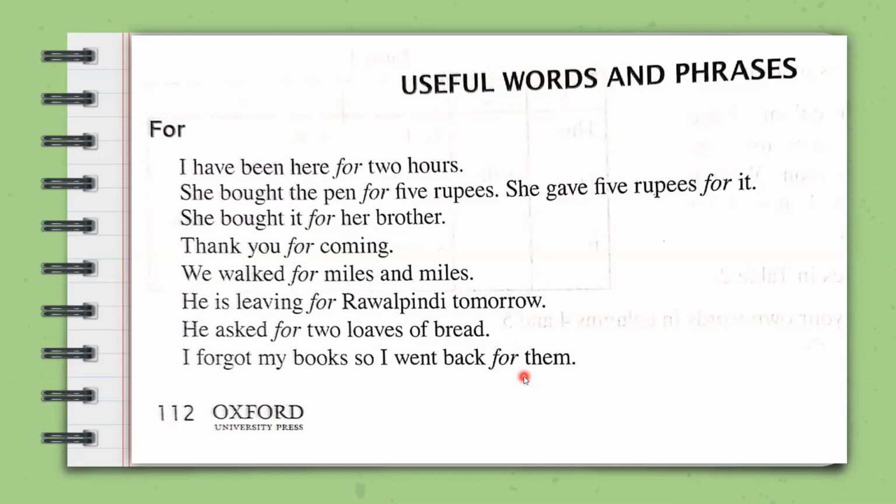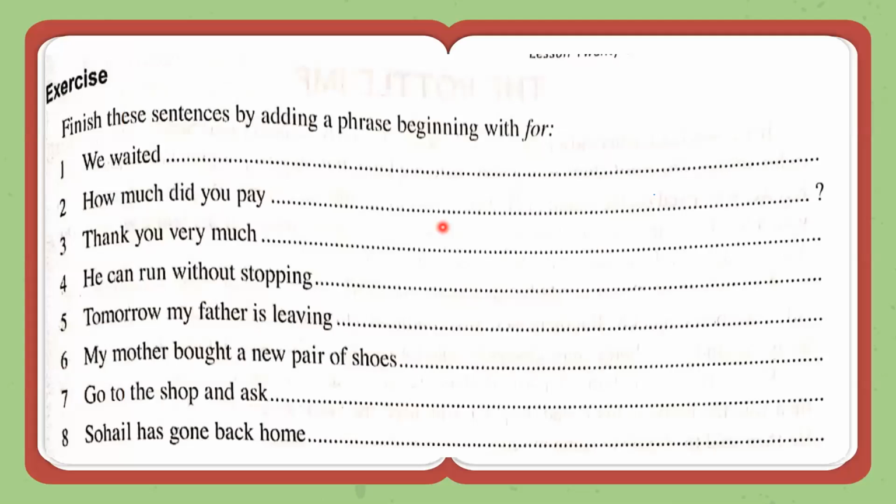Now, dear student, you can see the word for, which is in italics. It is used in different ways and sometimes gives the same meaning, but in different ways. So now we have to use the word for in our own sentences. Half of the sentences are given. Have a look. This is the exercise on page number 113. Finish these sentences by adding a phrase beginning with for.